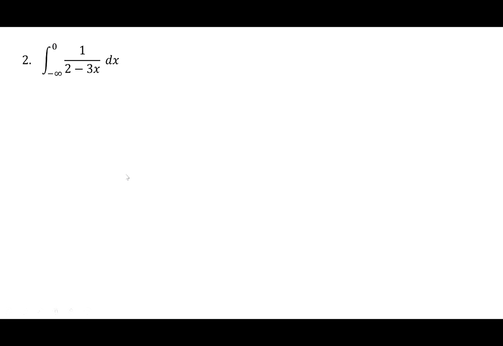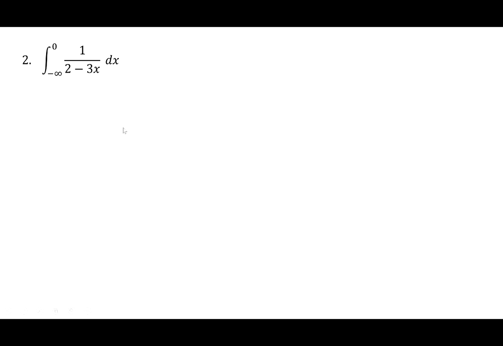Now let's look at this guy. Is this a type 1 improper integral? Apply the definition. What was the definition of a type 1? It must be a definite integral. Is this a definite integral? Yes. One of the limits of integration must be either positive infinity or negative infinity. Is that the case? Yep. The lower limit of integration is negative infinity. Cool. Type 1 improper integral.